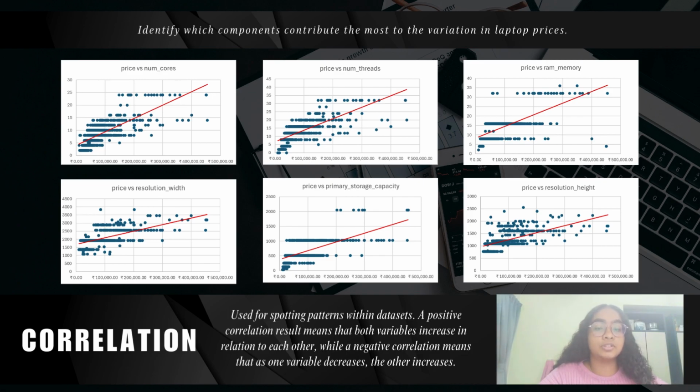Finally, for the display, which is resolution width and resolution height, the width and height of the display resolution have a moderate positive correlation with the price of 0.64 and 0.622. This indicates that a laptop with a higher resolution display is a more expensive laptop.